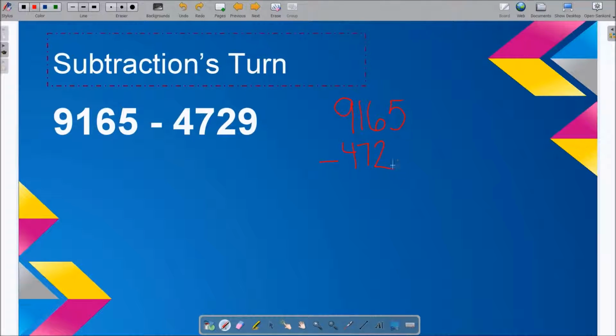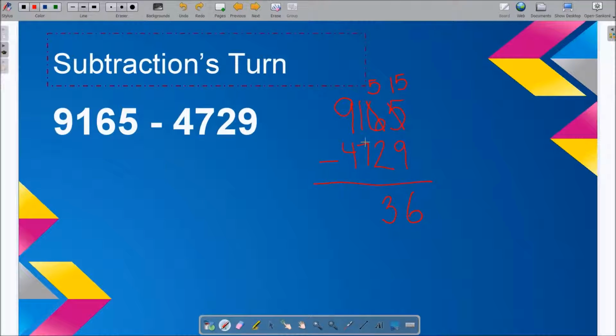My back numbers are lined up, and then I go ahead and get started. 5 minus 9, not possible, so I'm going to borrow from this 6. 6 becomes a 5. 5 becomes a 15. 15 minus 9 is 6. Next, 5 minus 2 is 3.